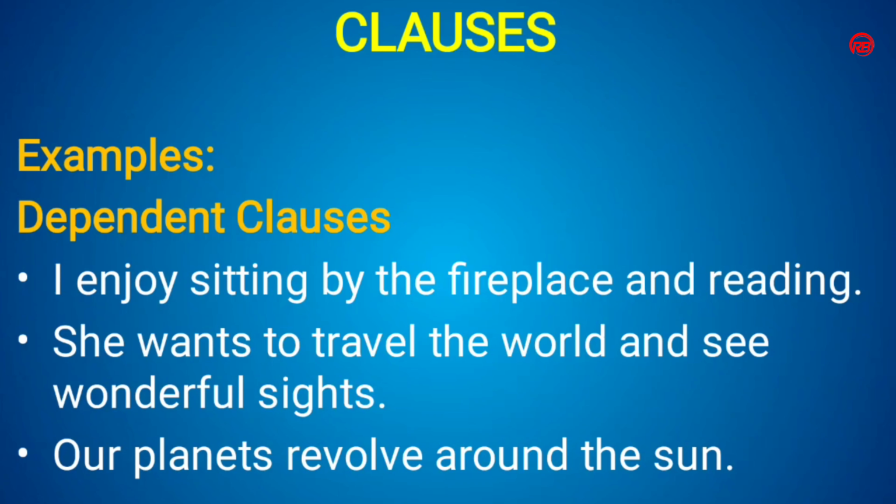And in example 3, our planets revolve around the sun. In this example, our planets revolve is the independent clause and around the sun is the dependent clause. When the dependent clause joins together with the independent clause, it gives the complete meaning. When it stands alone, it won't give a complete meaning.